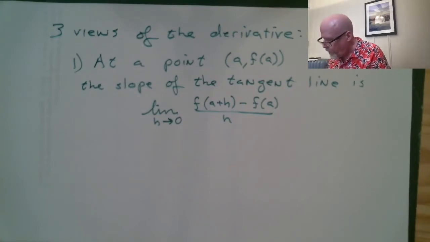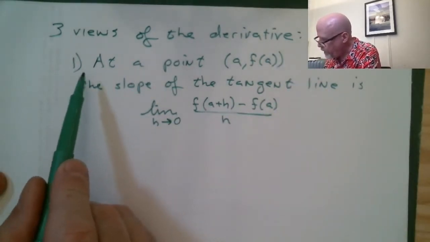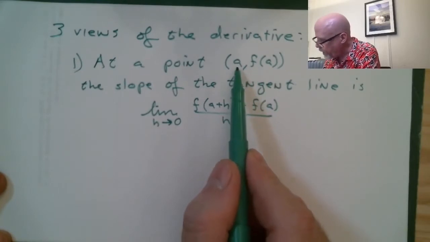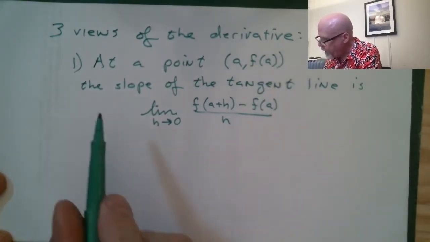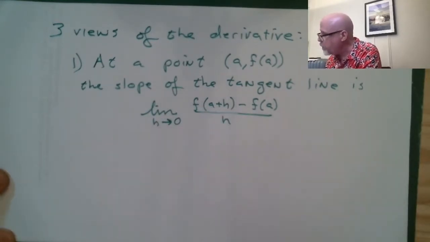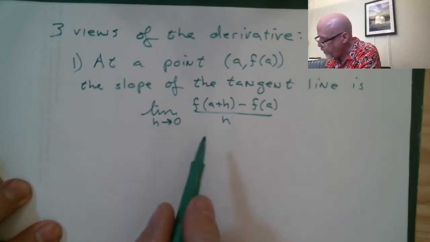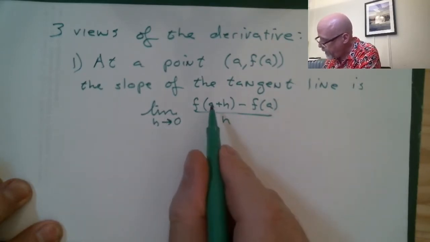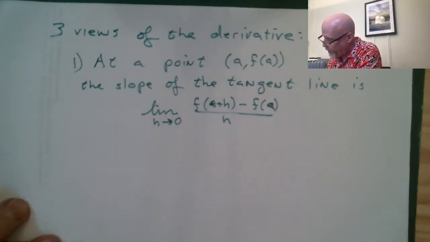All right, so we sort of have three different versions of the same idea going on here. The first of them, three views of the derivative. The first one is you're working at a point who's got an x-coordinate of a and the appropriate y-coordinate, f of a. The slope of the tangent line, that's what it means to find the derivative, is to find the slope of the tangent line. And it's given by this limit as h goes to 0 of our difference quotient. And that's with a in the spots where originally I wrote x's.